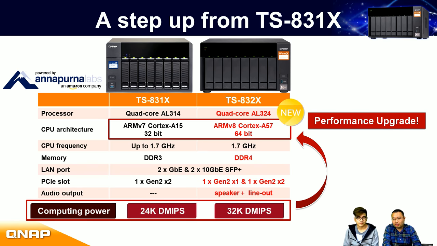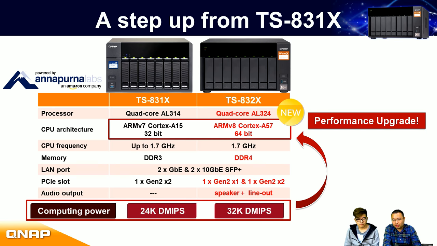Okay, so here, first of all, you will see the comparison between the QNAP existing TS-831X and the upcoming TS-832X. The major difference is the upgraded processor. The TS-831X comes with an ARMv7 Cortex-A15 32-bit CPU, but the upcoming model TS-832X has the new ARMv8 64-bit Cortex-A57 processor. So it's one major step up. And the frequency remains the same, 1.7 GHz quad core.